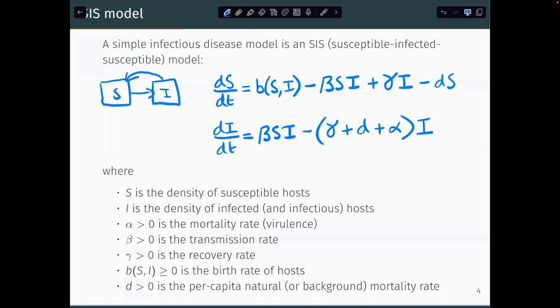So this alpha, we're going to refer to as a sort of disease-associated mortality rate, which is usually referred to as virulence. There are different types of virulence, but for the purposes, unless I state otherwise, we'll refer to virulence as being the mortality rate. Okay. Any questions on this?